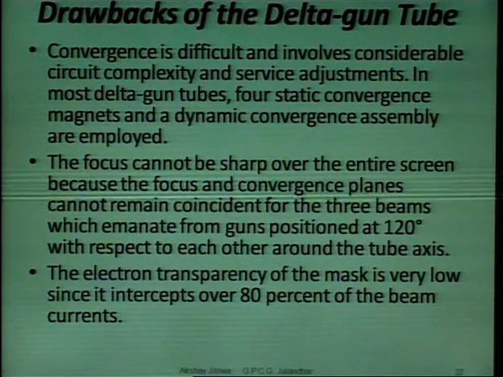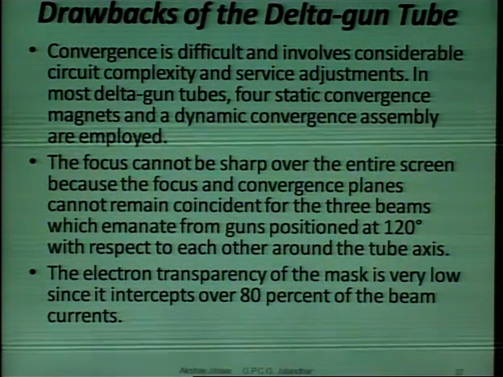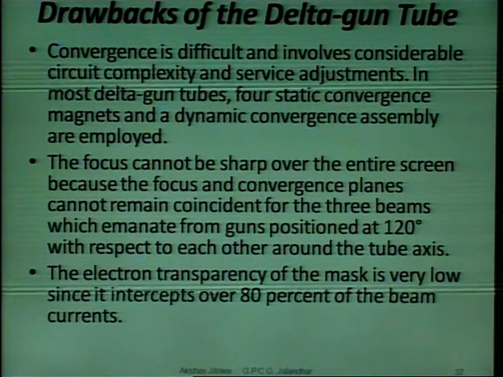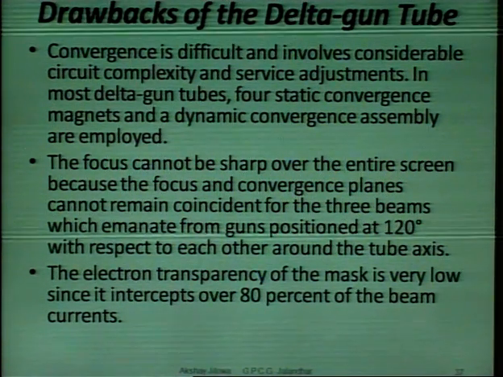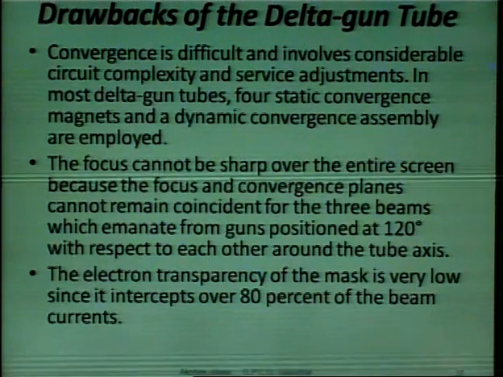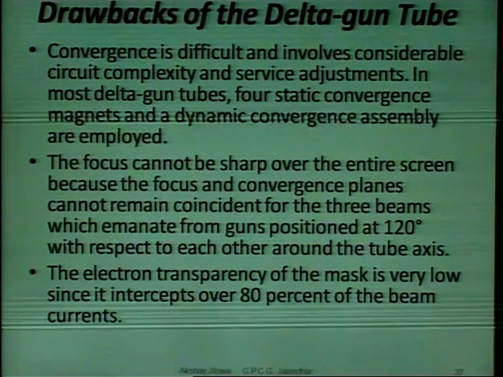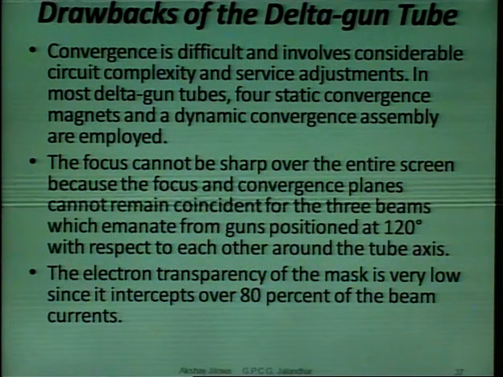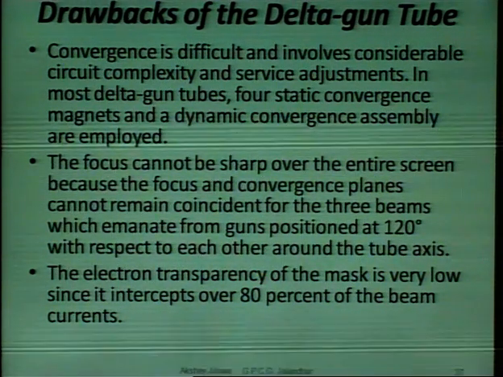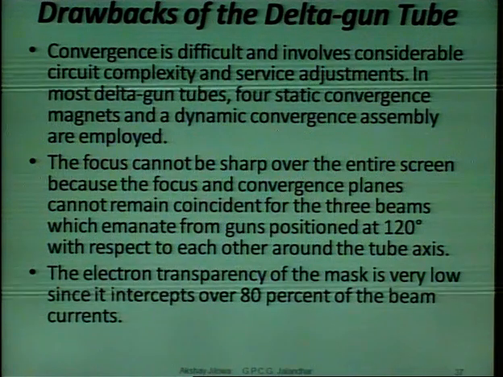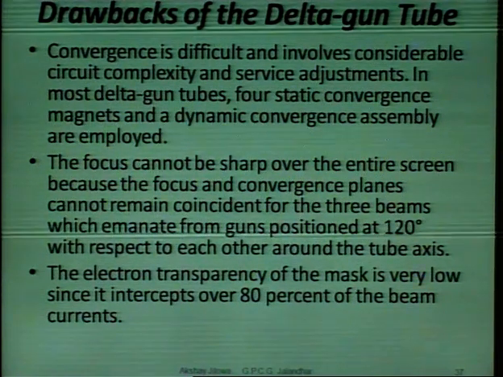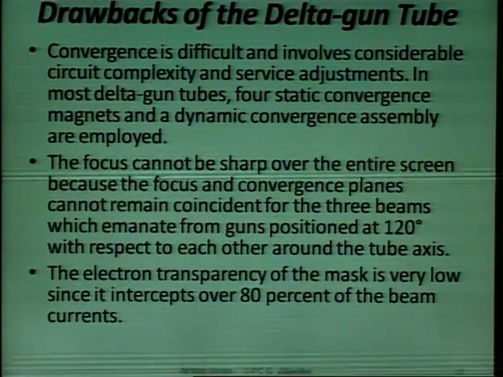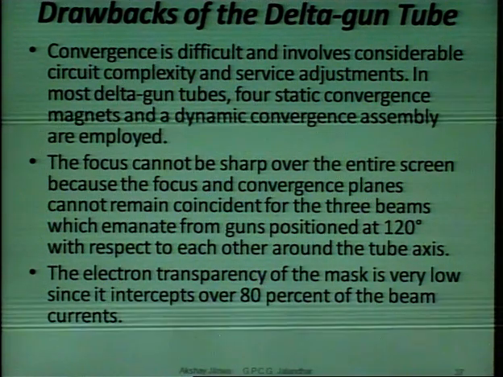Next, the electron transparency of the mask is very low, since it intercepts over 80% of the beam currents, because we have seen that shadow mask. The light will pass through only the hole which is meant for the focusing. So, 80% of the beam is intercepted by that mask, and efficiency is reduced due to the presence of that type of mask.